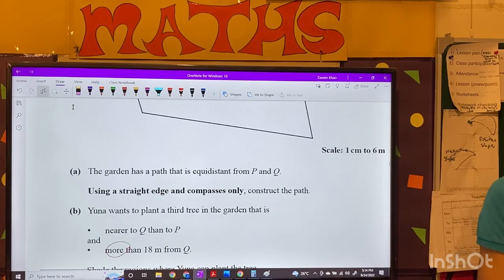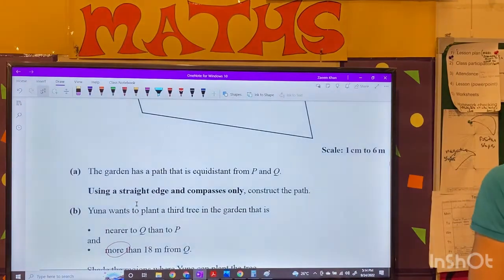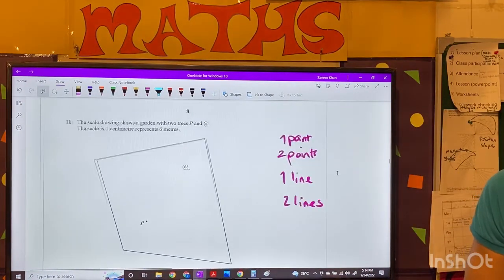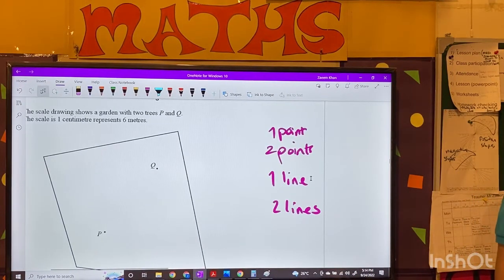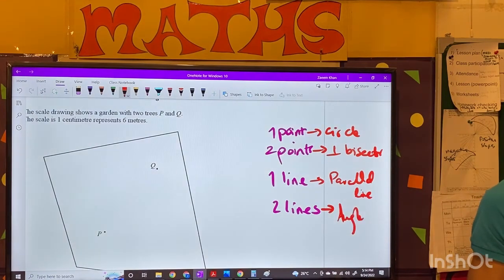The question asks us, the garden has a path that is equidistant from P and Q. Equidistant from P and Q. Before going into that, when the question says equidistant from one point, what shape do we draw? Circle. Well done. When the question says equidistant from 2 points? Perpendicular bisector. And equidistant from a line? A parallel line. ये हमारी सबसे पहली वीडियो में दूसरे कंस्ट्रक्शन में हो चुका है. And equidistant from 2 lines? Angle bisector. Well done.